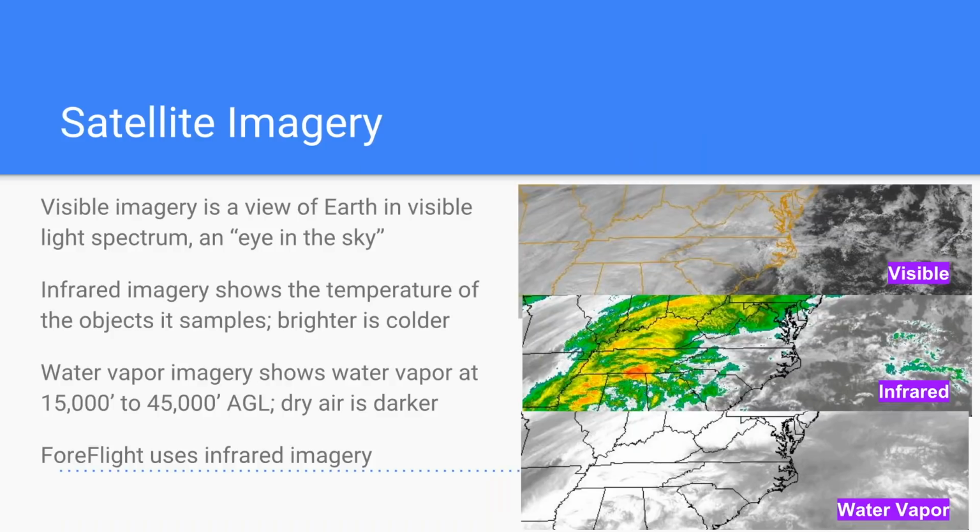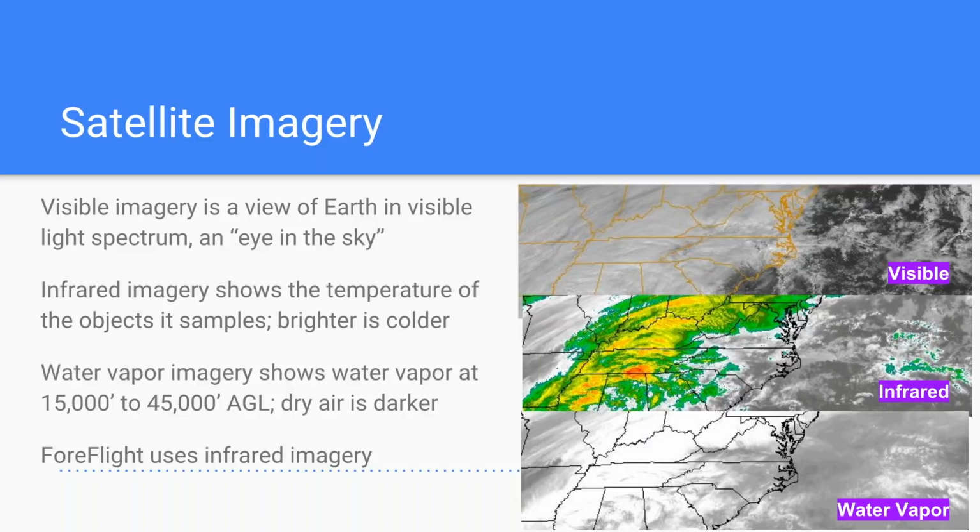Now let's go into satellite imagery. Very different from radar, but still very useful for assessing the strength of areas of low and high pressure. Visible imagery is a view of the Earth in the visible light spectrum. Think of it as you being strapped to a satellite looking down at the Earth. As you might expect, when it gets dark, you're not going to be able to use visible imagery.